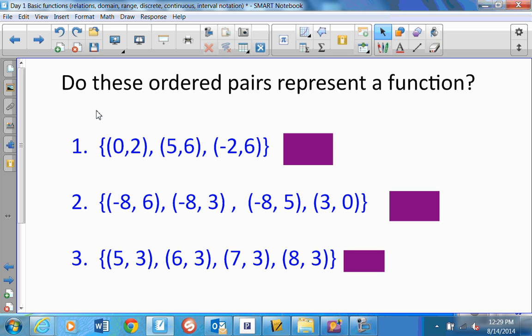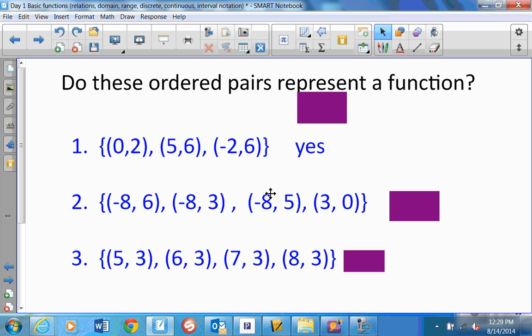Okay. So, here we go. Remember, another way you could name a relation is by ordered pairs. So let's look at these ordered pairs and see if these make a relation function. They're all relations because it's pairing of numbers, but are they functions? How about the first one? Yes, because when it's ordered pairs, basically all you're doing is looking at the x's and making sure none of them repeat. So yes, this is a function.